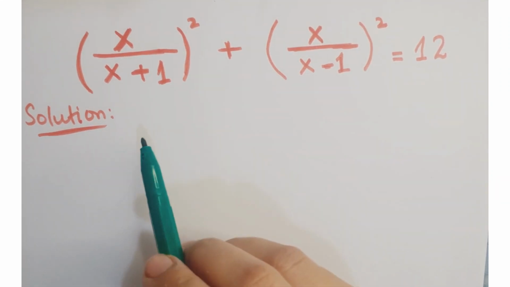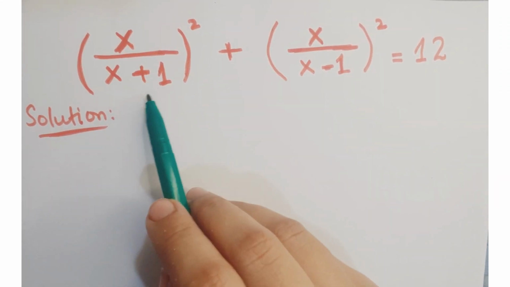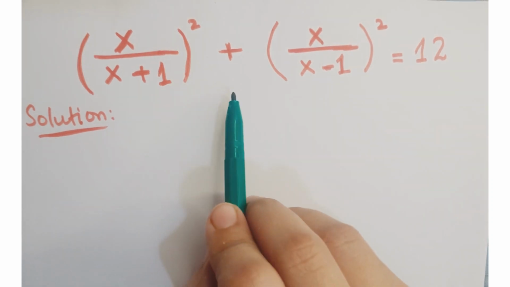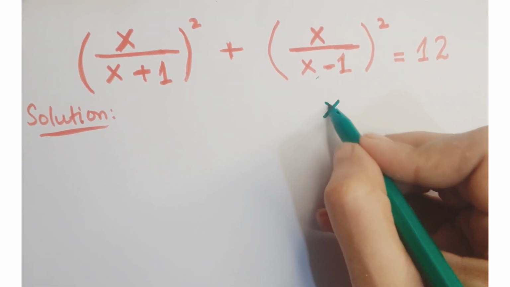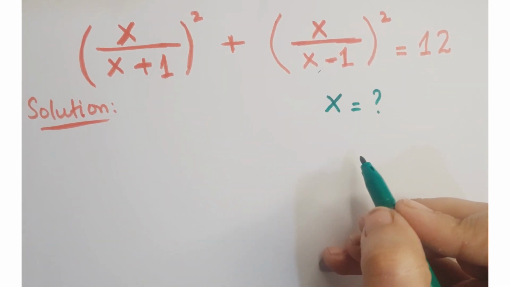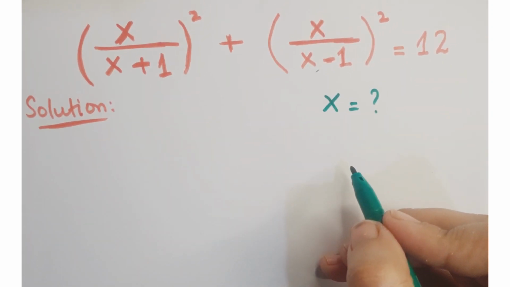Hi guys, look at this question. The question is (x/(x+1))² + (x/(x-1))² = 12, and we have to find the values of x. Let's see how we proceed in this question.